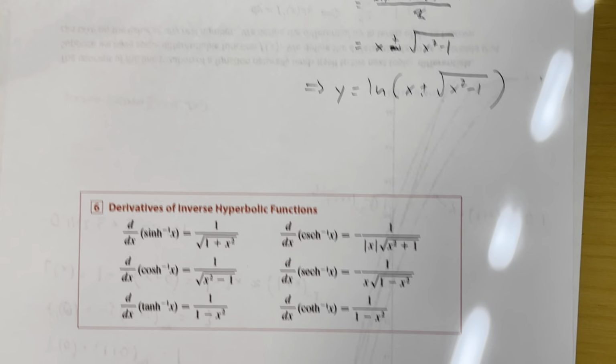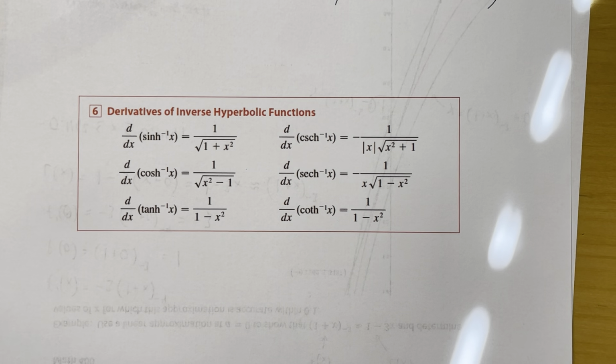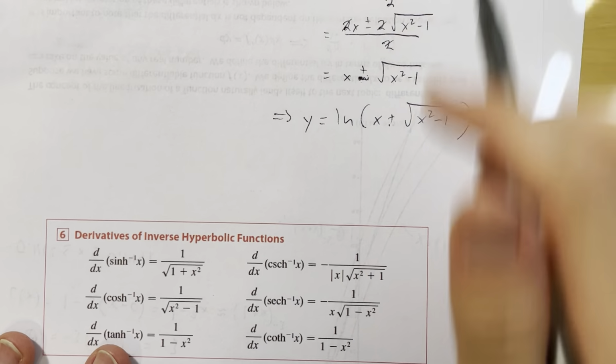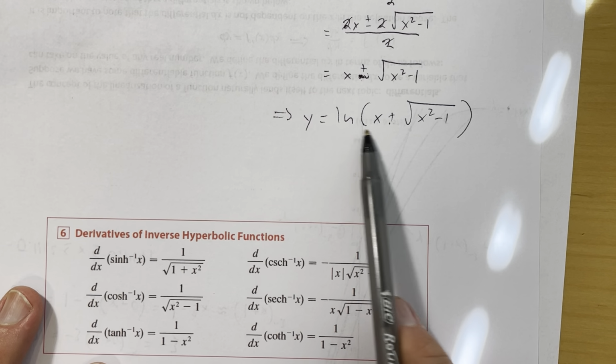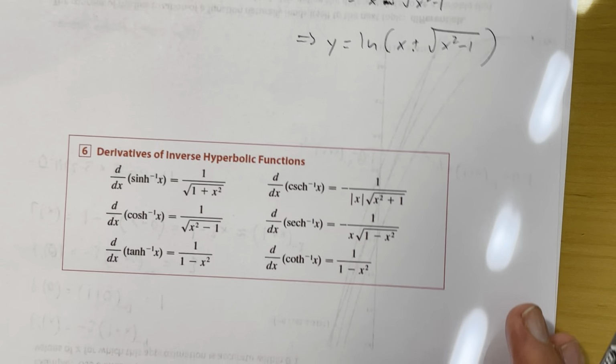That justification is not super important. If you get really confused by that, don't worry. The important thing is that you know that this is what the inverse cosh function is equal to.